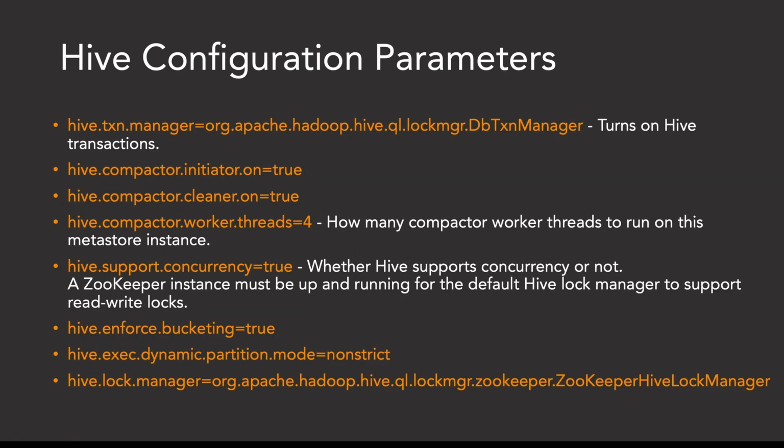All these parameters relate to the transaction manager or Hive transactions, or ACID transactions. The first one is Hive transaction manager, and you have to mention it as org.apache.hadoop.hive.ql.lockmgr.DbTxnManager. It will turn on the Hive transactions. I talked about compaction in Hive transactions. Compaction is a background asynchronous process which merges multiple delta files, or delta files and base files, together. So Hive compactor initiator, compactor cleaner, compactor worker threads, etc. are all related to the compaction process.